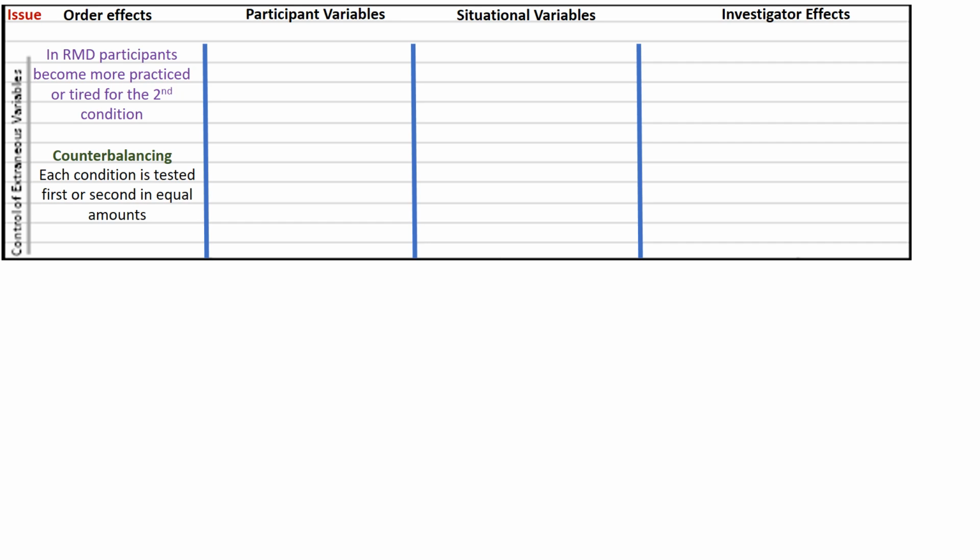This means that we would have half the participants do condition 1 first and then move on to condition 2. But then the other half of our participants we would have do condition 2 first and then condition 1, and then we'll just add the results together, as these are all the participants who did condition 1, these are all the participants who did condition 2. Now what you would hope for then is that any differences due to being more tired or being more practiced would actually just cancel each other out.